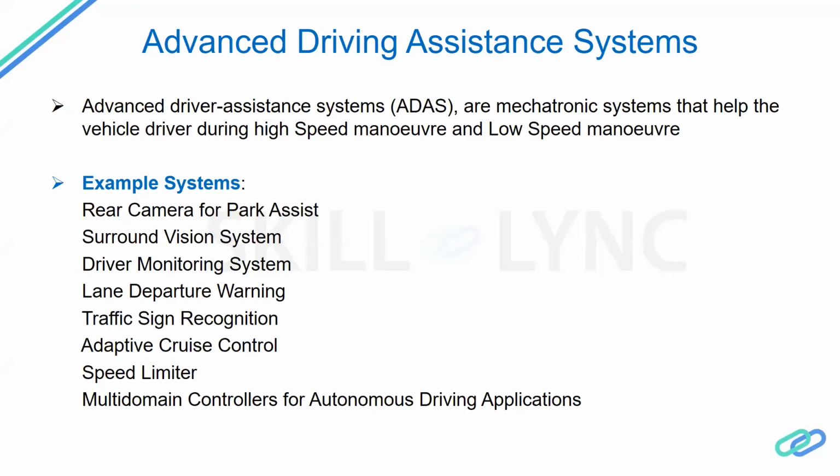And multi-domain controllers. These are the most recent or advanced systems for ADAS. Multi-domain controllers basically have multiple sensors like cameras, lidars, radars, and the data from these different sensors will be combined together to perform object detection and recognition, which are then used by the algorithms to compute self-driving applications. So any questions on this?